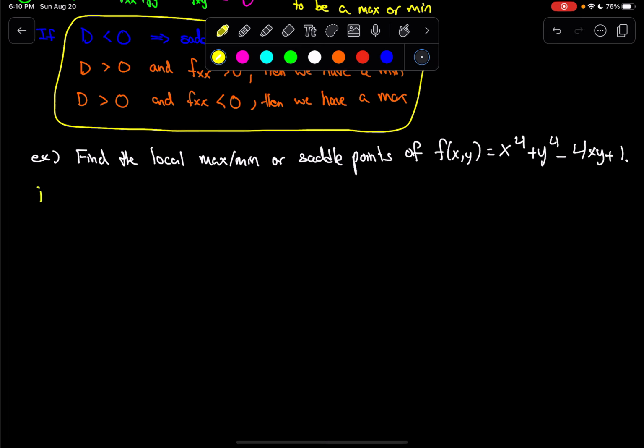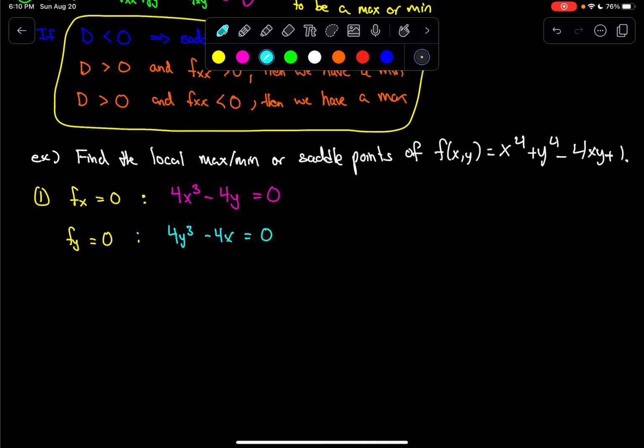So the very first thing that we need to figure out is when does this equal 0. In order to do that, we first need the partial with respect to x. So we get 4x cubed minus 4y, and we need this to equal 0. On the other hand, we also need the partial with respect to y, the first derivative, to equal 0. And so that is going to give us 4y cubed minus 4x is equal to 0.